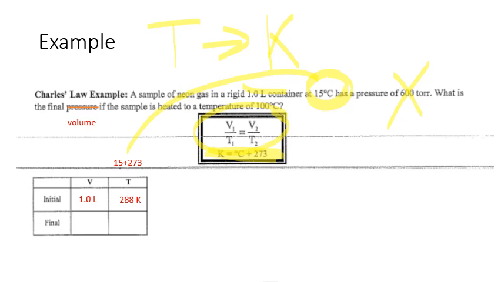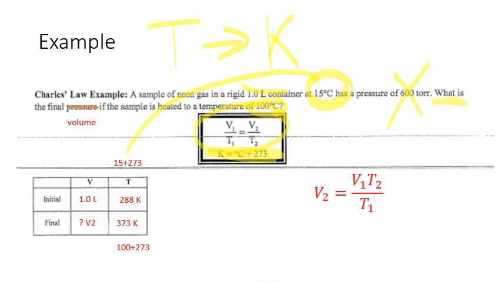What is the final volume? That's where we want to focus on. What's the question? The question is, what is the final volume? So let's put it in. What is the final volume? I don't know. Question mark. If the sample is heated from a temperature, remember it started at 15 and now it's going to go to 100. Now I can't put Celsius in there, so I just go 100 plus 273. I put that number right there. I am good to go.